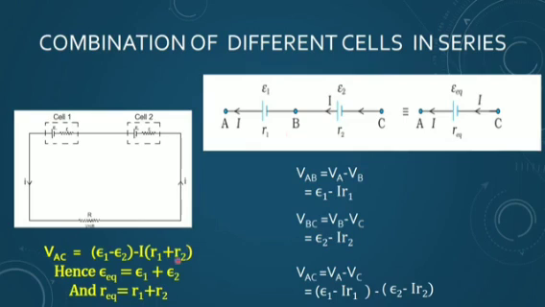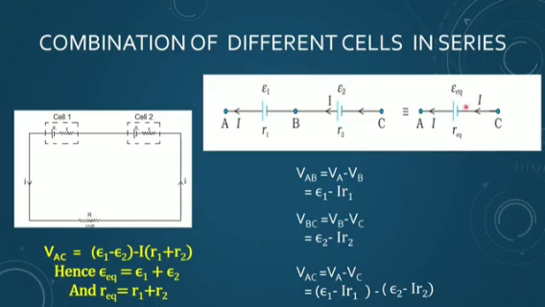So here in this case, epsilon equivalent will be equal to epsilon 1 plus epsilon 2. So this is the formula, and of course the current will be the same. I have to write the potential difference between points A and B, which is given by VA minus VB, and for discharging, the formula we have derived is epsilon minus IR, so it will be epsilon 1 minus IR1. Similarly for BC it will be VB minus VC, which equals E2 minus IR2.